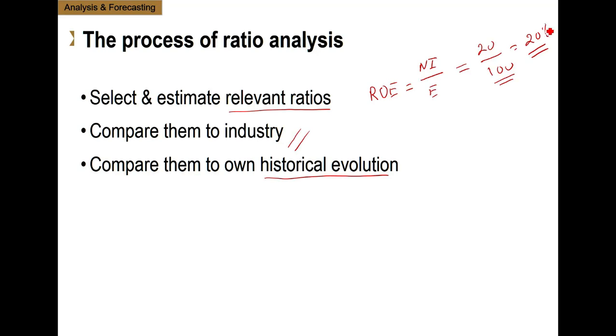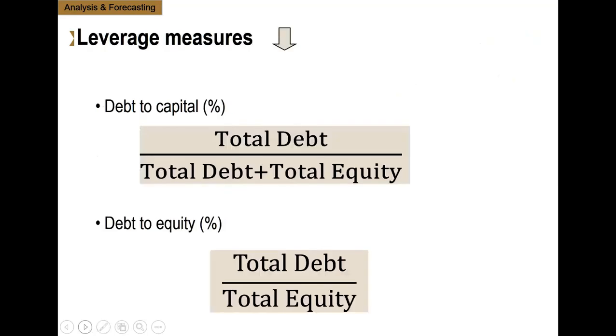So as you can see, the number on its own is not much information. It's much richer if you are able to compare it to other companies in the same industry and/or your own historical evolution. Okay, let's look at some ratios. Leverage is just a measure of how much debt you have in your company. We call it capital structure because capital structure is just the mix of debt and equity that you're using in order to fund yourself. So a leverage ratio is just a measure of that, how much debt you have in your firm.